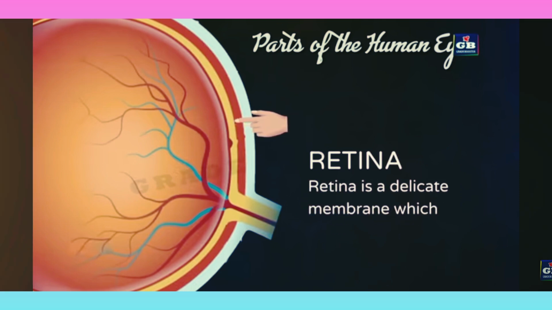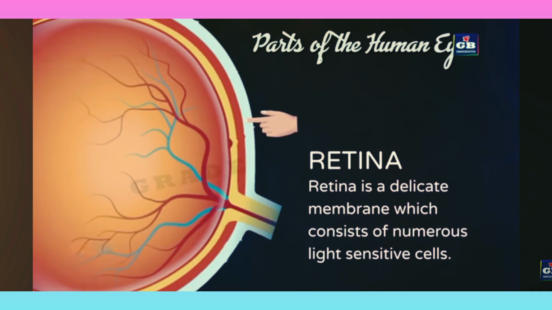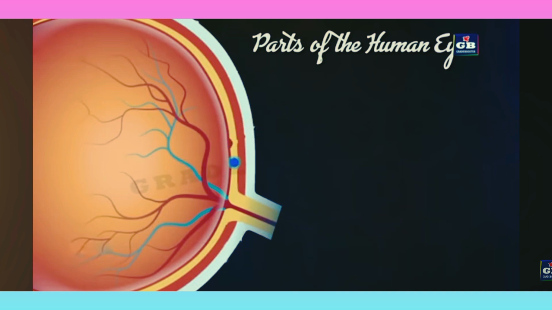Retina. Retina is a delicate membrane which consists of numerous light-sensitive cells. These light-sensitive cells get activated when light falls on them and generate electrical signals.